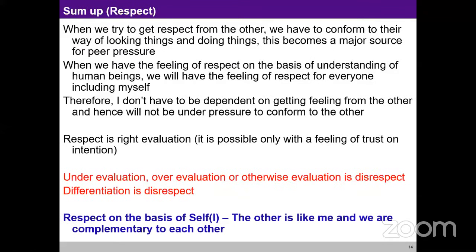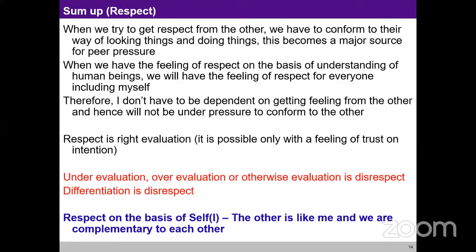So now we'll sum up the respect. When we try to get respect from other people, we try to conform to their way of looking at things and doing things. And that's how we get into this peer pressure sort of loop. But when we have the feeling of respect on the basis of understanding, and we understand that the human being is self and body, and this feeling of respect is in the self, then we have the feeling of respect for everyone, including ourselves. Then I don't have to be dependent on getting this feeling from the other person. So I don't feel the need, I don't feel the pressure to conform to the other person.